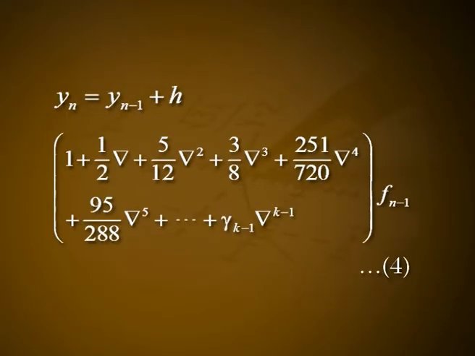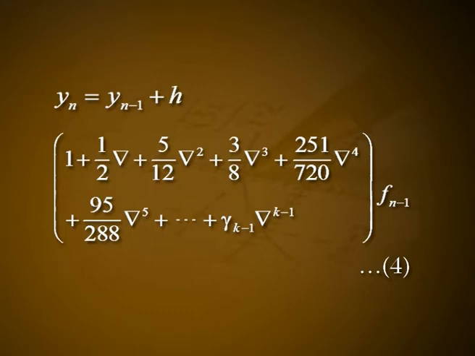Hence, equation 3 can be written as yn = yn-1 + h [1 + 1/2 del + 5/12 del^2 + 3/8 del^3 + 251/720 del^4 + 95/288 del^5 + etc. + gamma k-1 del^(k-1)] f n-1. Let it be 4.